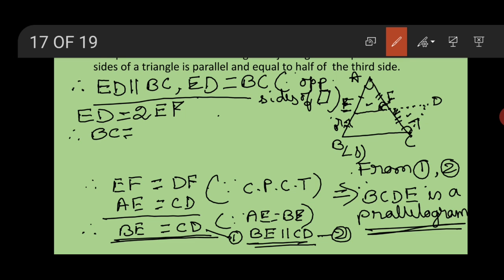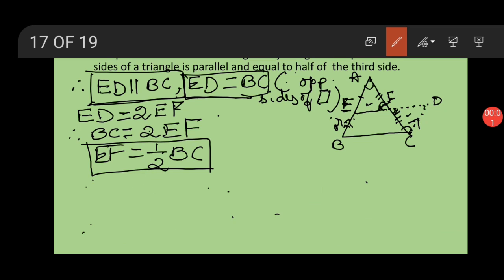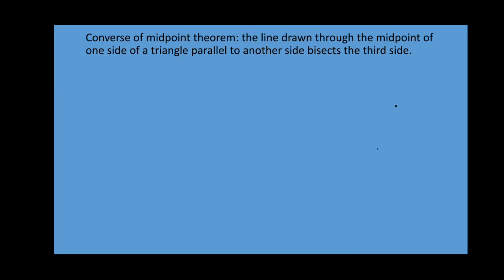Therefore, substitute now. BC is equal to what? BC is equal to ED, no? ED is equal to 2 times EF. Therefore, EF is equal to half of BC, right? Hence, we proved the midpoint theorem.